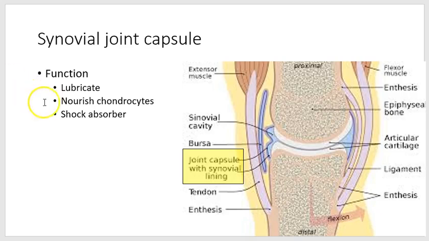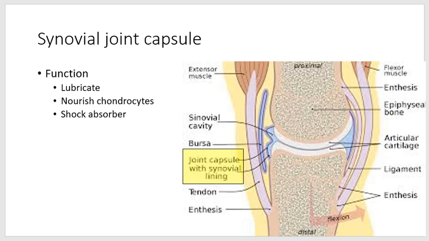That synovial fluid helps to lubricate between these two bones. It also nourishes the chondrocytes, or the cells that make this articular cartilage between the two bones, so to keep that healthy. And it acts as a shock absorber. So it's kind of like having a water balloon between your two fists. As you push on those, it's going to absorb some of that shock.